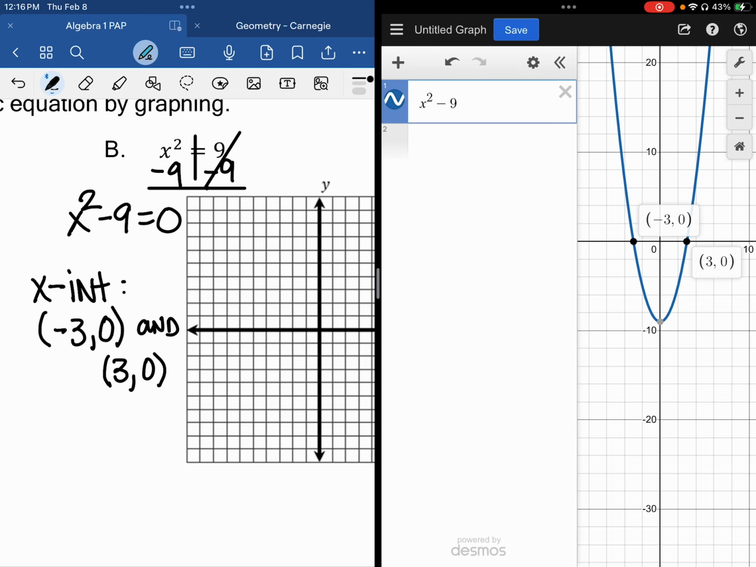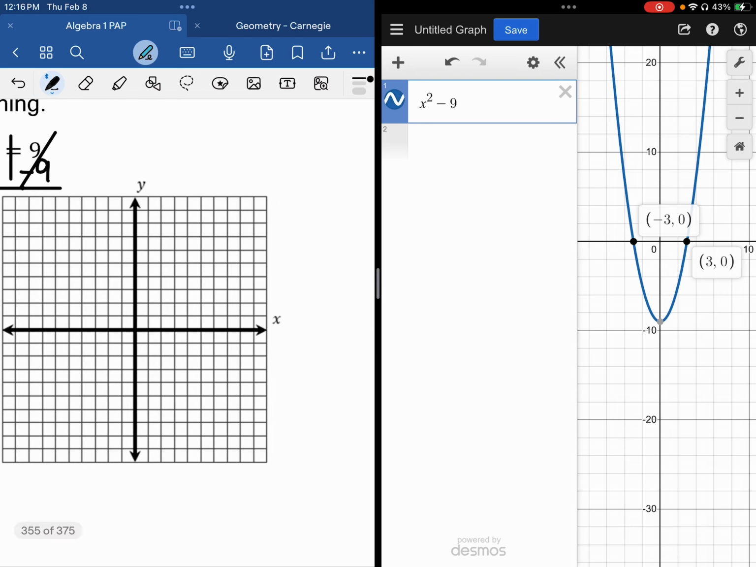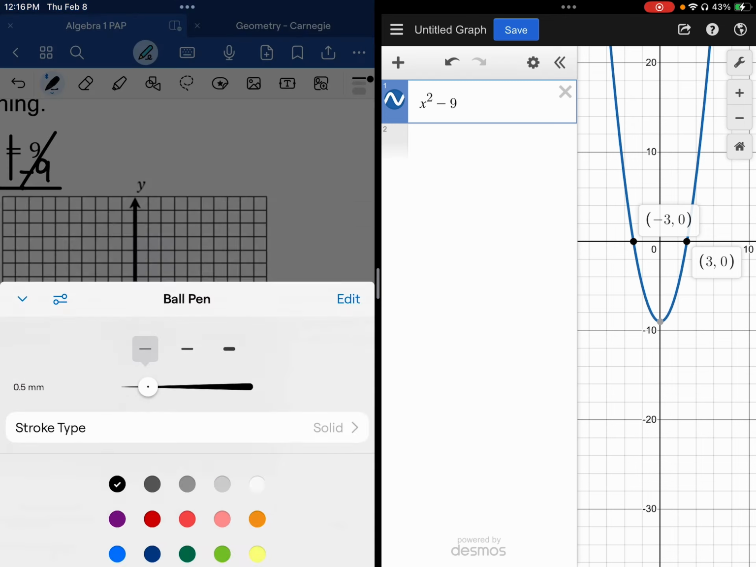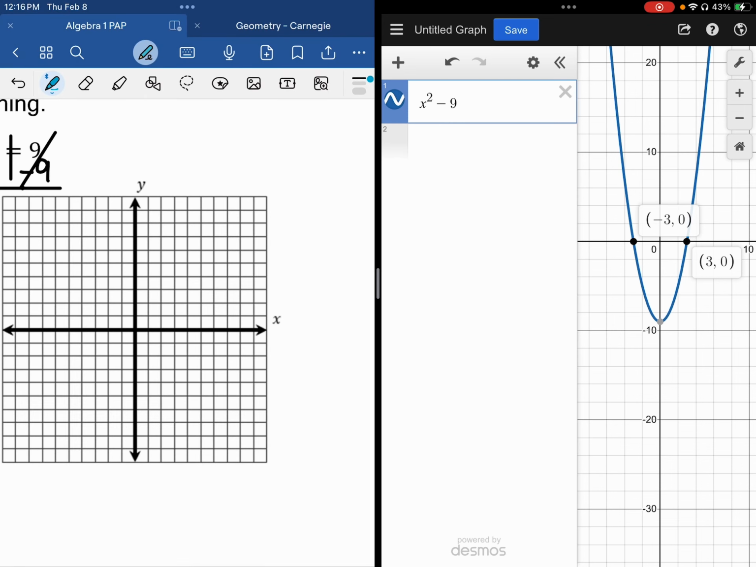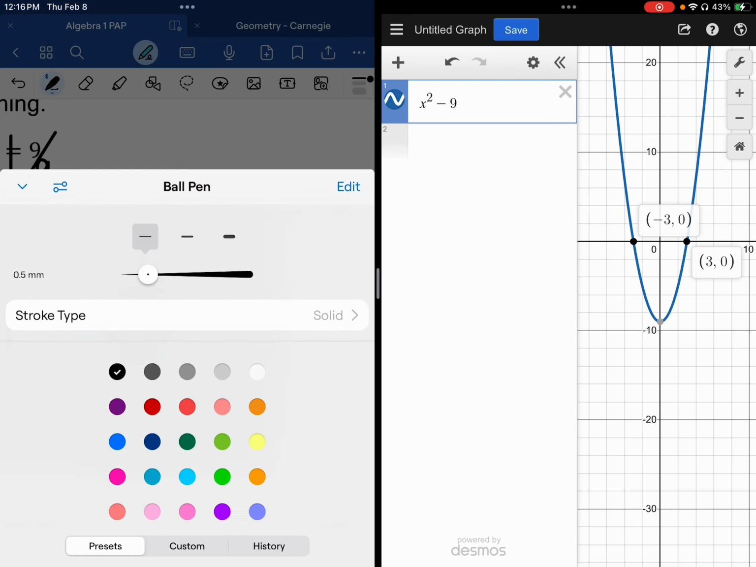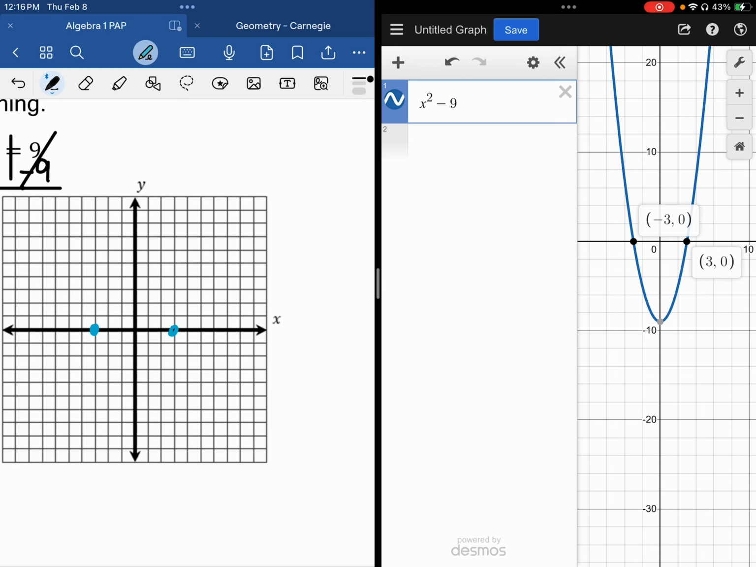I could go ahead and graph them. Let me grab my color. There we go. -3, +3. And then we had it at -9: 1, 2, 3, 4, 5, 6, 7, 8, 9. There we go. And there's our graph right there.